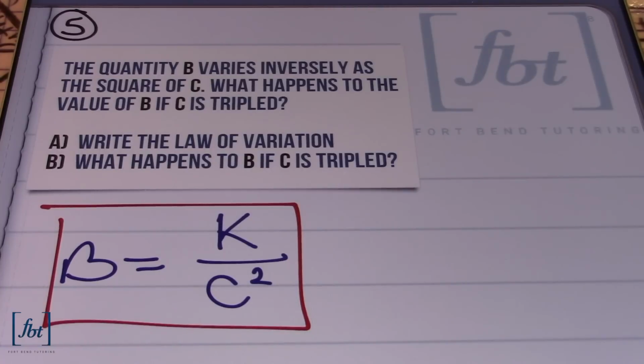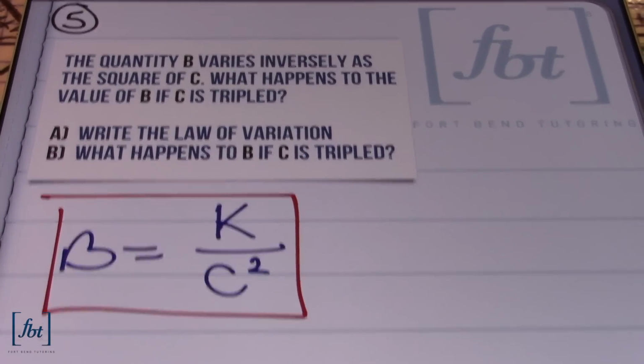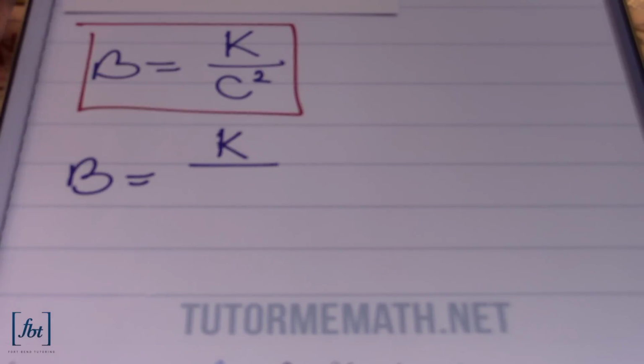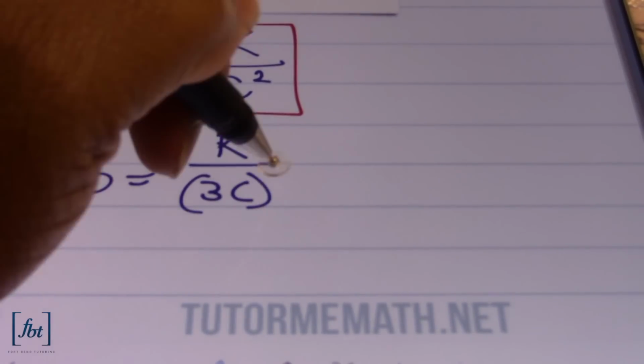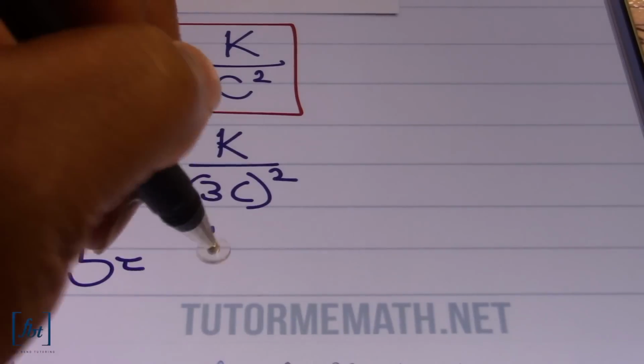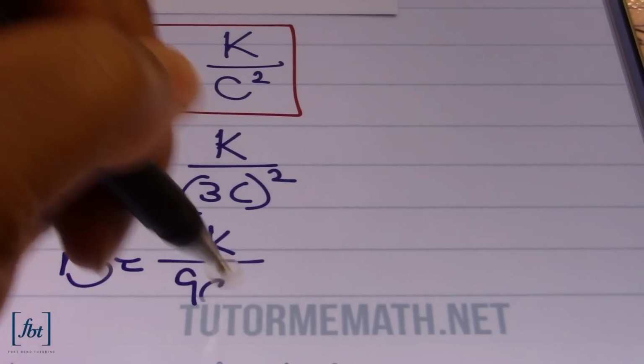Now they want to know what happens to the value of B if C is tripled. So let's see. If we take our value of C and triple it, it would look like this: B equals K divided by (3C) squared. Notice that I'm replacing C with 3C because the question is asking what would happen to B if C is tripled. So replace your original C in your law of variation with 3C. Now let's simplify this. You'll next have B equals K over 9C squared.